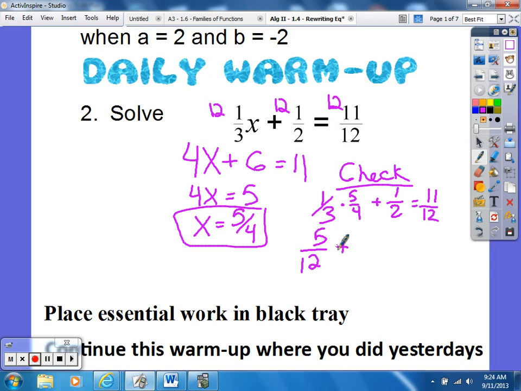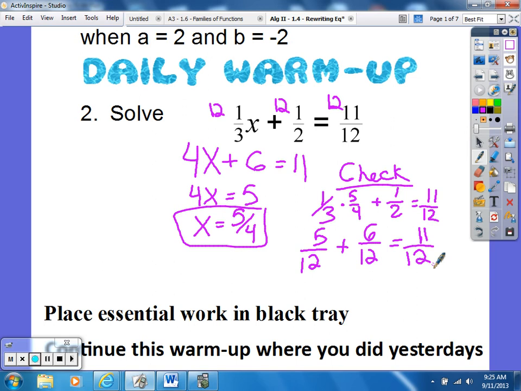Now in order to add fractions, you have to have a common denominator. So if this is a 2, my common denominator needs to be a 12. 6. So it'll be 6 over 12, right? Now, Caleb, is that true then? Is 5/12 plus 6/12, 11/12? Yes. Okay, there we go.